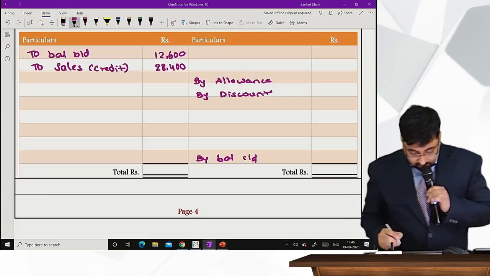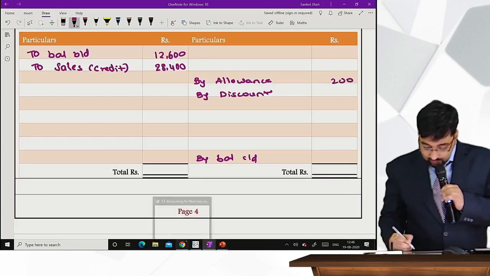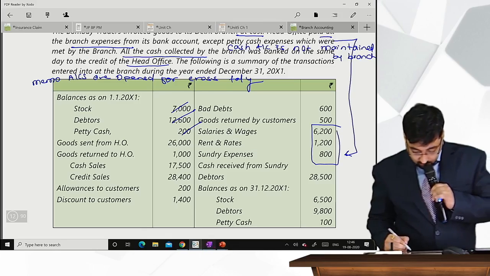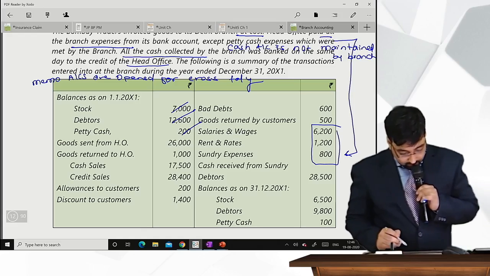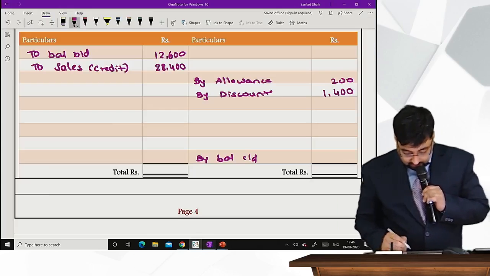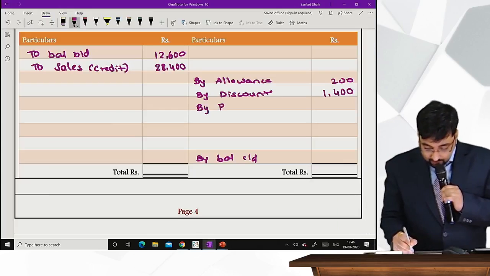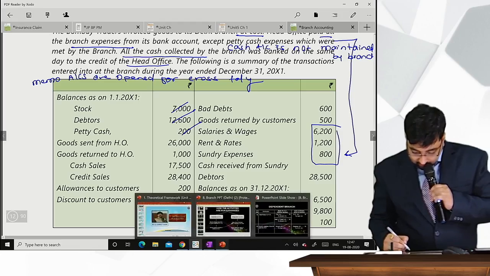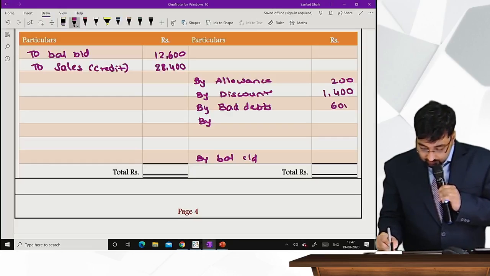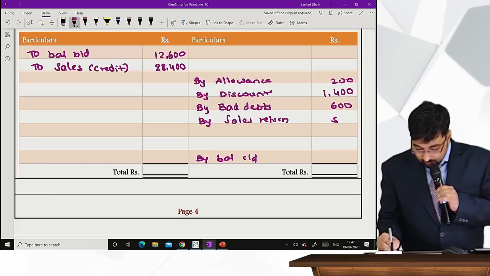So 200 and second one is 1400. Okay. Bad debts, yes, buy bad debts. Bad debts is 600 and sales return. What is sales return amount? 500.